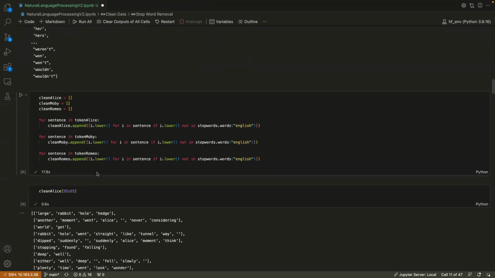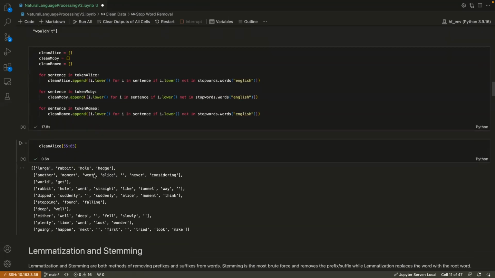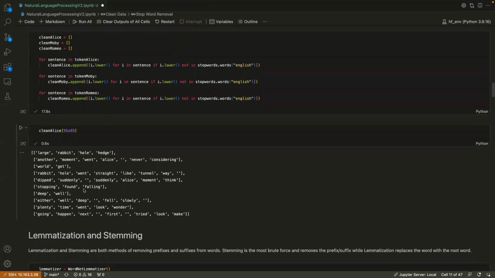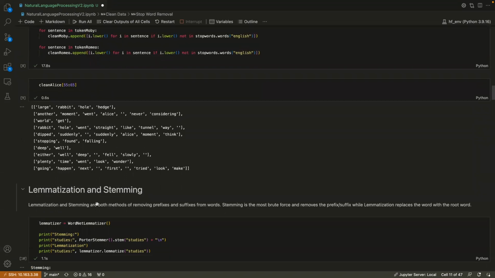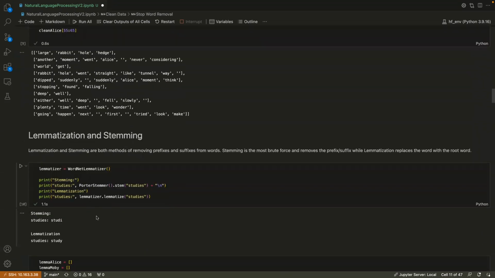So then I can clean up our data. So now here is our clean Alice in Wonderland without stop words. So it's getting less intelligible to us as humans, but it's now getting more intelligible to a machine, because now we've tokenized it and taken out words irrelevant to the actual meaning of the language. So now we can go into additional cleaning steps called lemmatization and stemming.